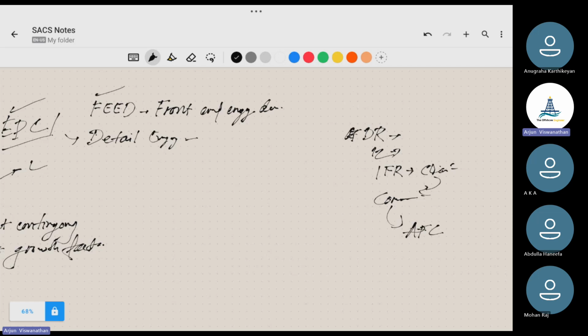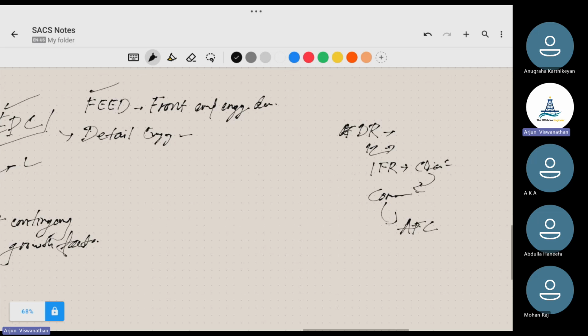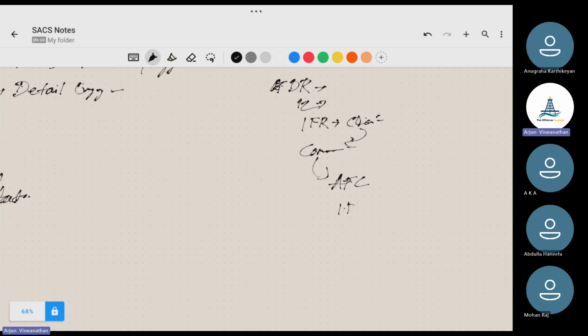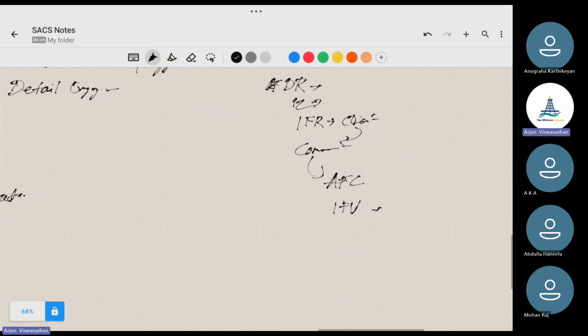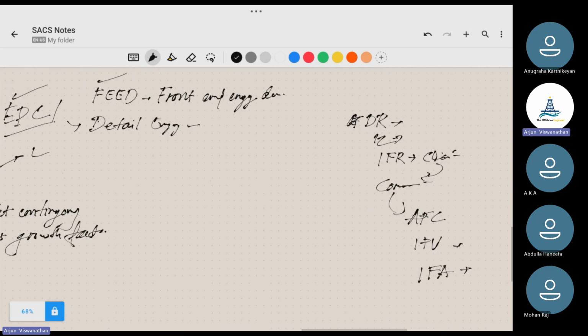Different companies use different names. AFC is called approved for construction. IFU is called issued for construction, or some people call it IFA, issued for approval. Different terminologies with different companies, but this is the process. So in the detailed engineering, we start at the IFR stage, and once we finish the detailed engineering, we will reach the AFC stage, approved for construction. So these are mainly three stages. In that, it can again go very detailed.